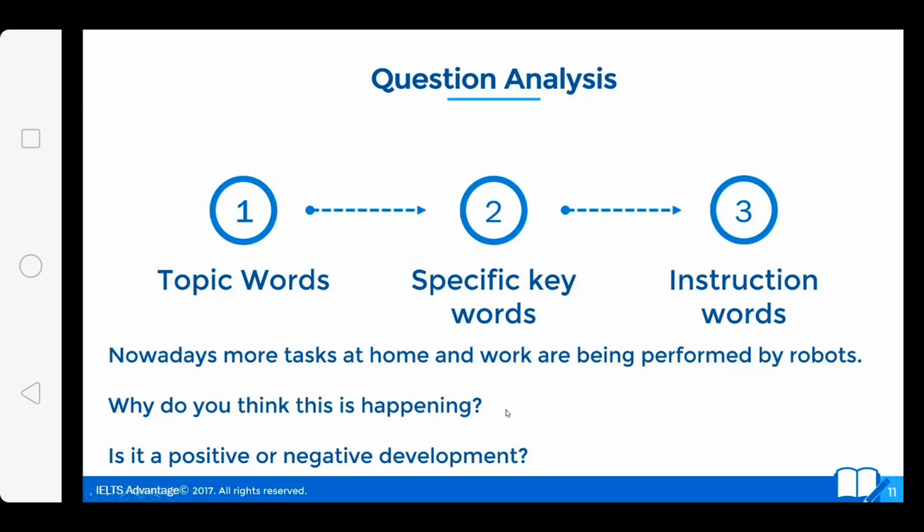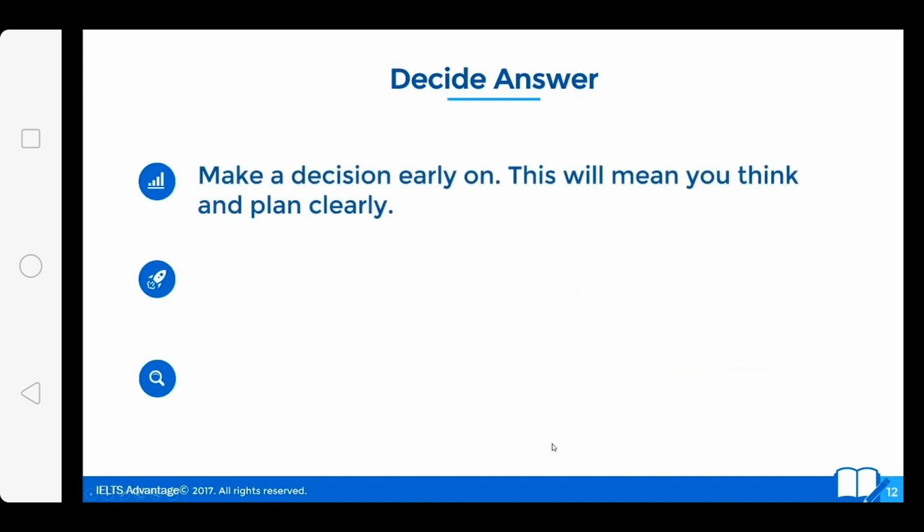Make a decision about how they're going to answer this question. So how do we do that? Make a decision early on. This will mean you think and you plan clearly. One of the worst things that you can do, guys, is start your essay without having a clear idea about how you're going to answer it.